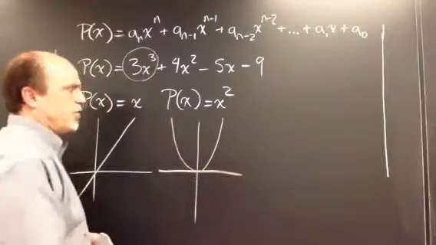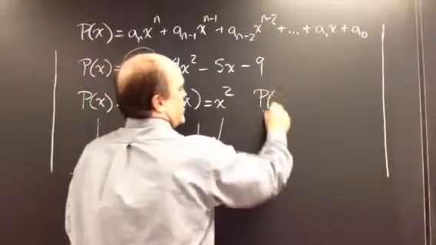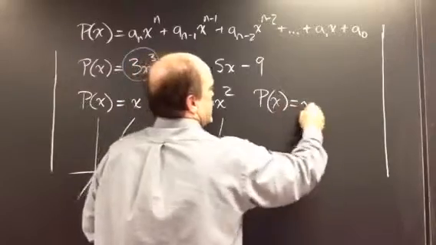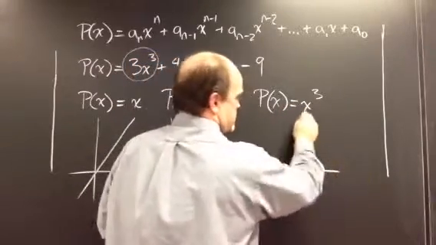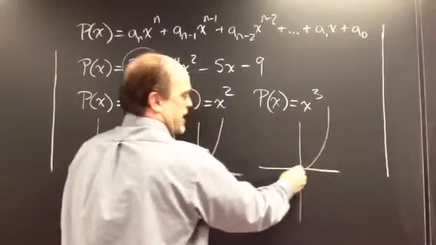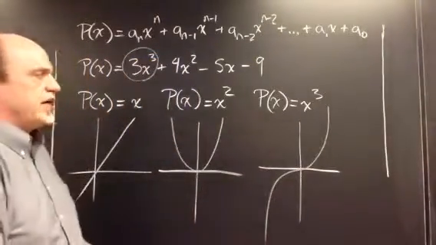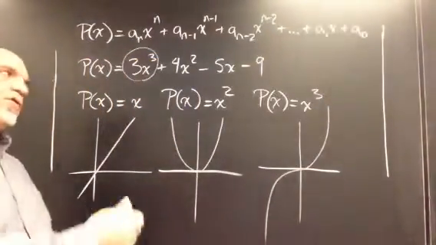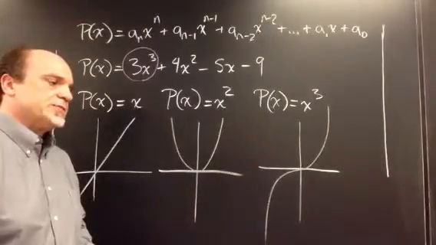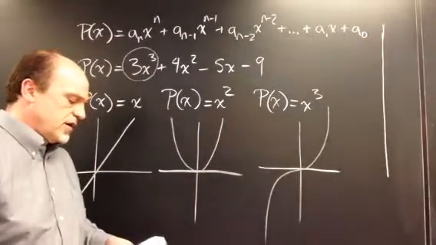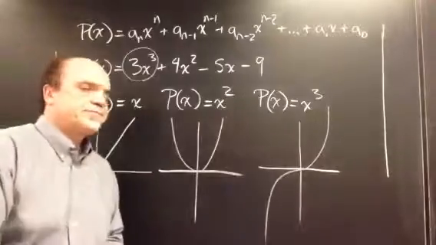you've seen that one before. The polynomial p of x equals x cubed. You'd be familiar with that one. It looks like this, right? So polynomials are something that you've seen before. It's just now that we're going to expand into higher degrees of polynomials.